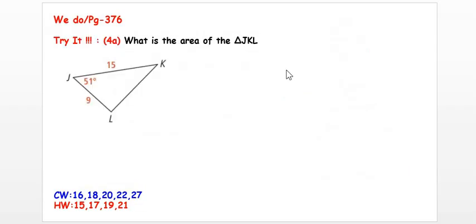Here, this is try it number 4a from the book. It says what is the area of this triangle. So you can see that we are given angle J. Are we given the two sides in which this angle is included? Yes, we are given 15 and 9, and these two sides have this angle 51 between them. So what is the formula for finding the area? It's very simple. You have to take half of the two sides. So it's 9 and 15, and then you have to take the sine ratio of this angle, that is 51.